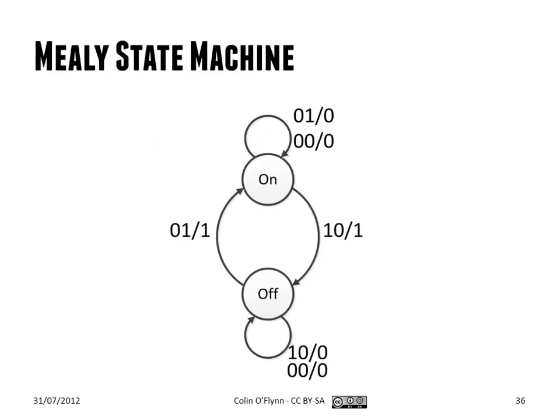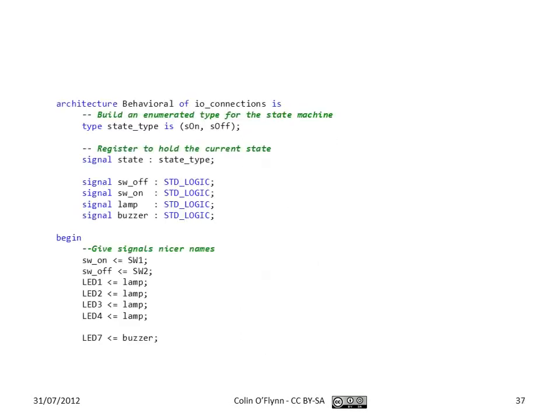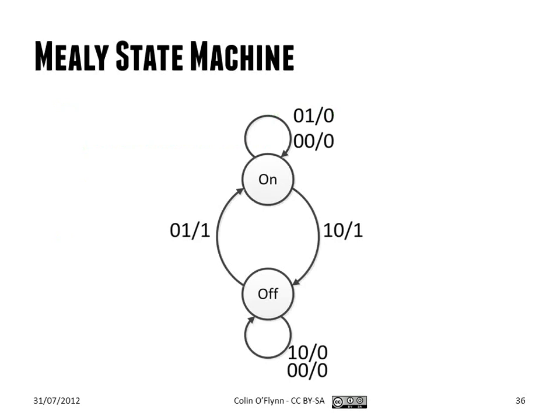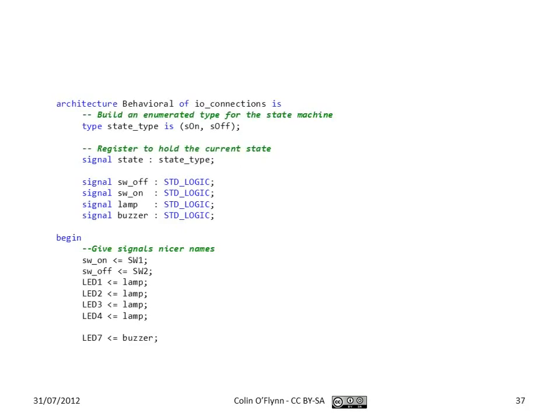So with a Mealy state machine, we just had 2 states, and the output depends on the state and inputs. There's 3 parts to the VHDL code. The first part is we're going to define a few intermediate variables.